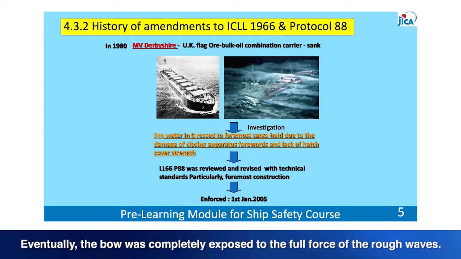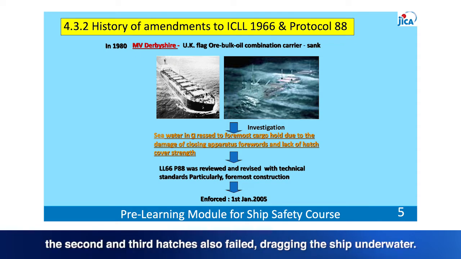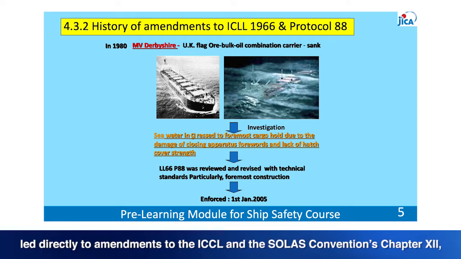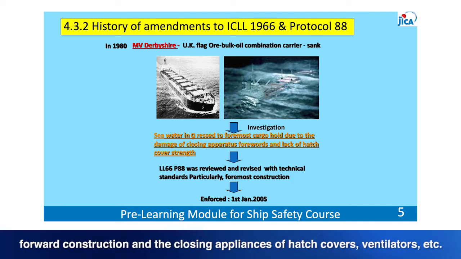Eventually, the bow was completely exposed to the full force of the rough waves. The massive hatch on the first cargo hold buckled inward, filling the hold with hundreds of tons of water in moments. As the ship started to sink, the second and third hatches also failed, dragging the ship underwater. The investigation into the cause of the Derbyshire's loss led directly to amendments to the ICLL and the SOLAS Convention's Chapter 12, additional safety measures for bulk carriers, to strengthen ships' forward construction and the closing appliances of hatch covers, ventilators, etc.